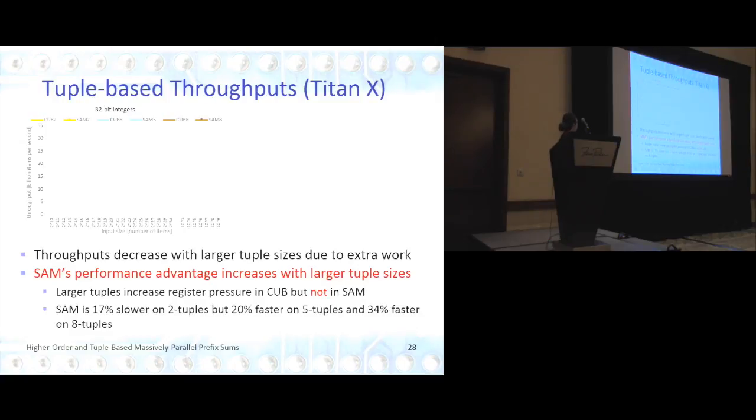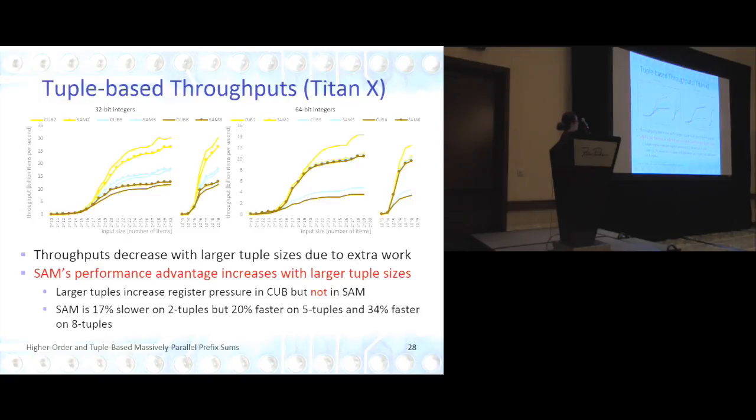Okay, now let's look at the results on Tuple-Based. On Tuple-Based, COP is doing better on 2 tuple sizes, but then as we go to larger tuple sizes, because COP will run out of registers, we will do better than COP. And as you can see, SAM is doing better than COP on 5 and 8. We have the same result on 64-bit integers as well. And the important thing here is that the performance advantage of SAM increases with larger tuple sizes.